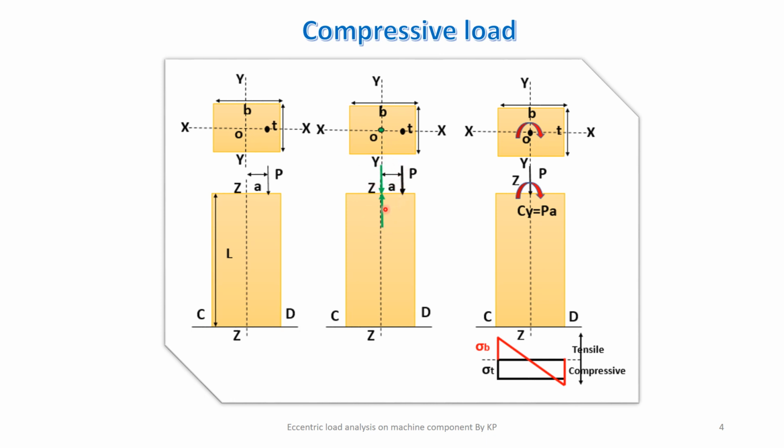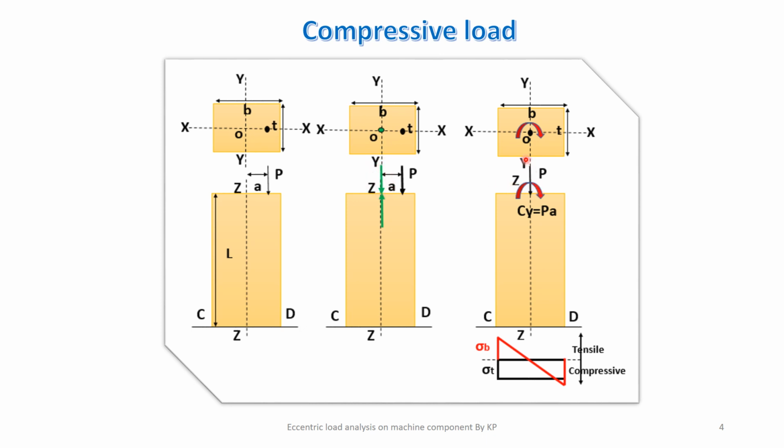This downward force and this upward force will produce a clockwise couple whose value is equal to P into A about the YY axis. So these two forces will produce a clockwise couple, and the remaining force is only this compressive load.